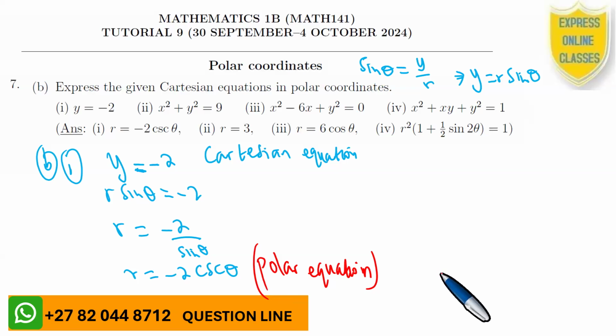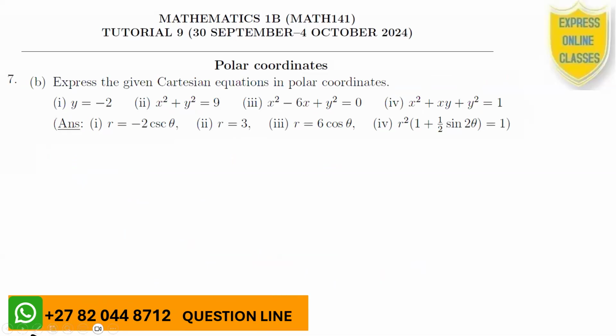Right, let's look at the next one. So the next one becomes the second Roman figure. We've been given x squared plus y squared equals 9, and need to convert it to a polar equation, to polar form.